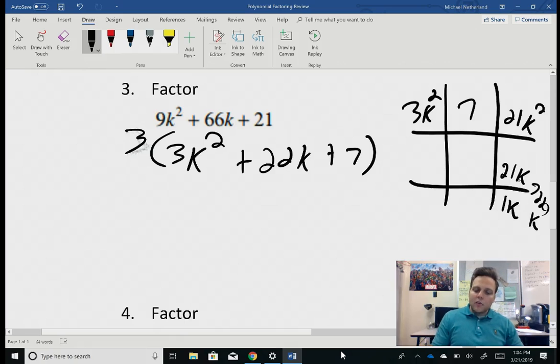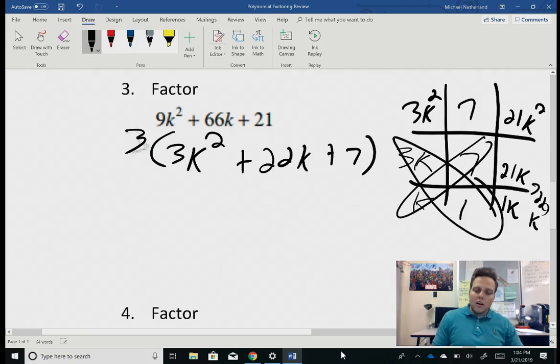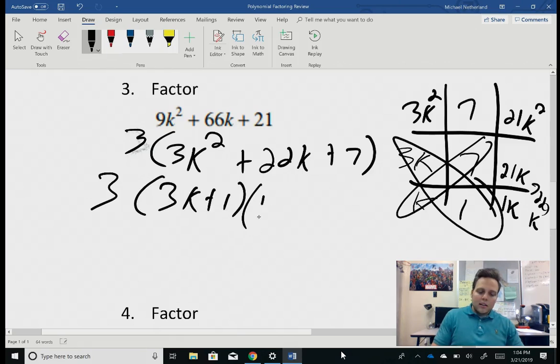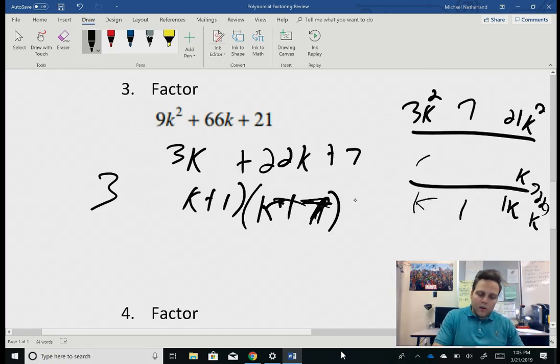Then I say 3k squared and 21k. What do they have in common? That's right, a 3k. 3k squared and 1k, what do they have in common? Just a k. 3k times what is 21k? 7. k times what is 1k? That's 1. Go across, go across. So we get 3 times 3k plus 1 times k plus 7. Boom. That's k plus 7. My handwriting's only getting worse. That was k plus 7. Okay, let's move on to our next problem.